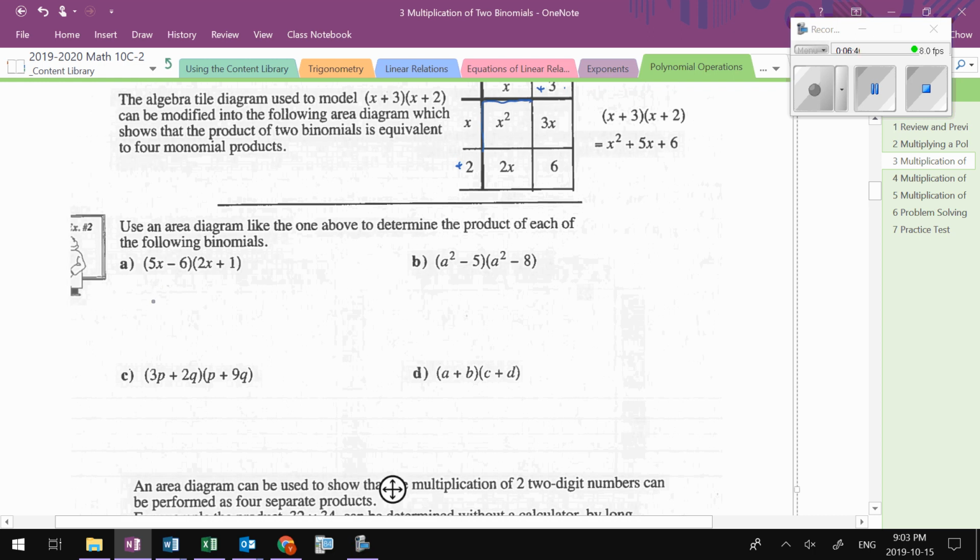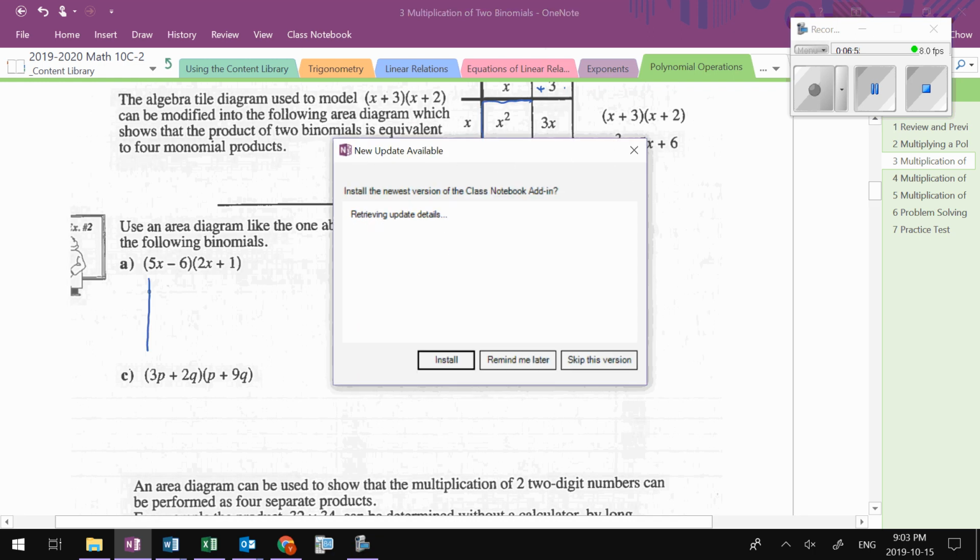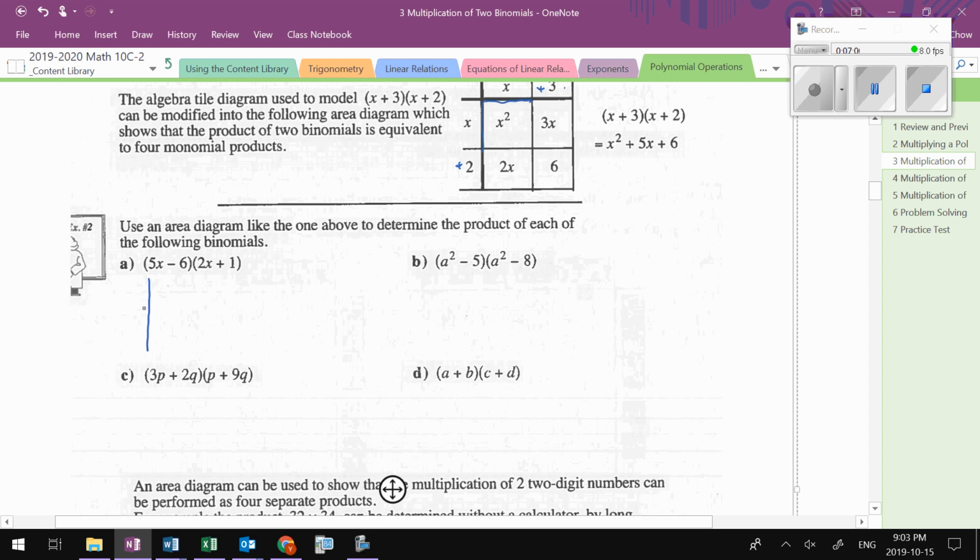So if we take a look at trying a box diagram for something like this, this helps us where we might be limited with algebra tiles. So we could show 5x minus 6 times 2x plus 1. However, it's going to be a larger diagram with tiles because of the 5x's and the negative 6. So it's a little bit faster, perhaps. We'll test that later on. So across the side, I've got 5x and negative 6. Across the top, I've got 2x and plus 1.